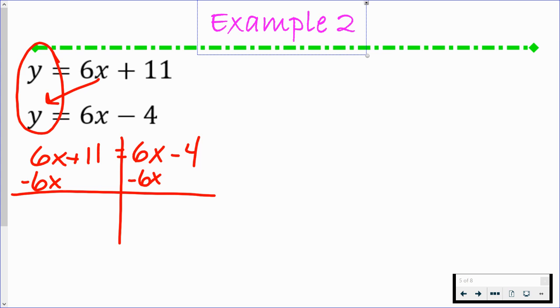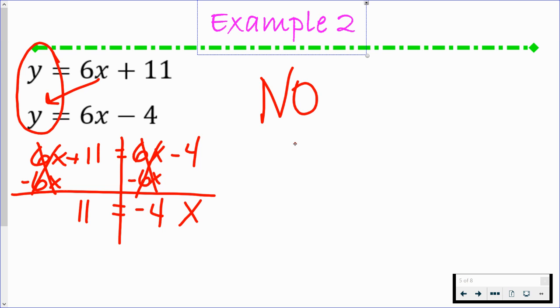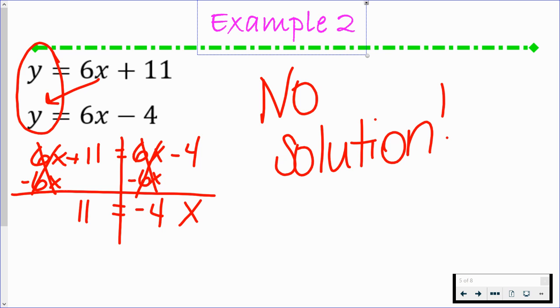If you notice, 6x minus 6x cancels out, leaving me 11 equals, I'm on this side too, 6x minus 6x cancels out. So then I'm left with negative 4. This is a special type of solution when your variables cancel out and you're left with not a true statement, and it is no solution. Okay, 11 is not equal to negative 4. So that's an untrue statement. Therefore, it's no solution.